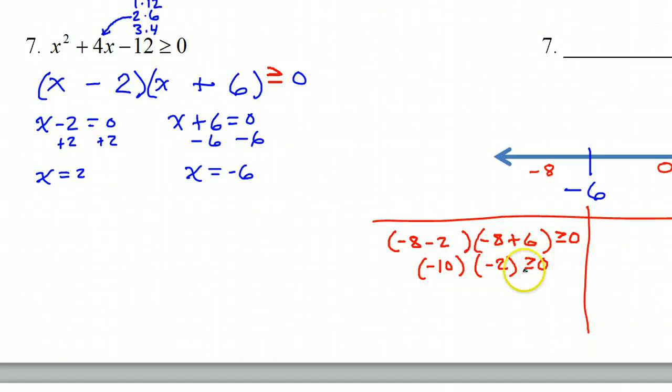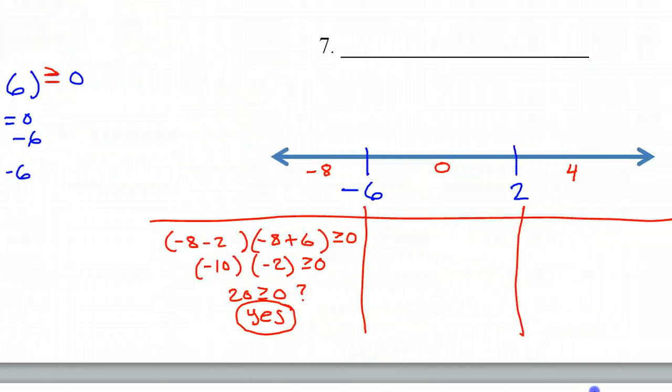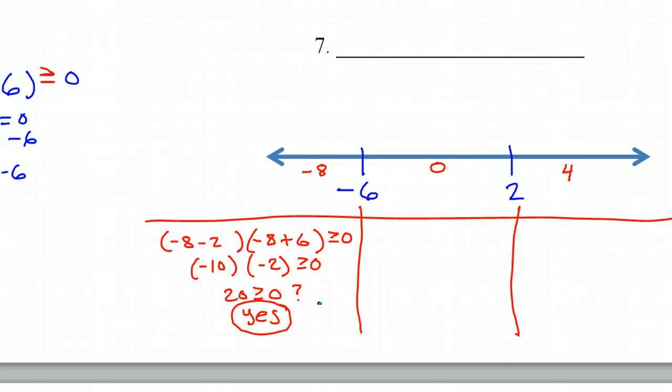Okay, so I'm trying to find out, is that greater than or equal to 0? Well, a negative times a negative is a positive, so in the end, I get 20. Is that greater than or equal to 0? Well, yes, it is. Okay, I'm going to come back to that. But for now, I know that with negative 8, I get a true statement. So that tells me that this zone is going to be a zone of solutions.